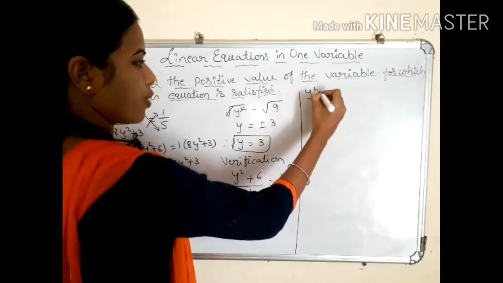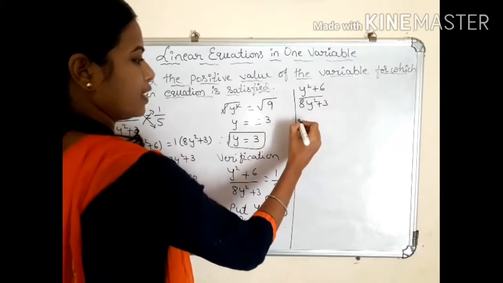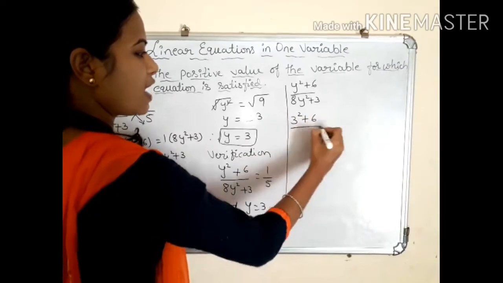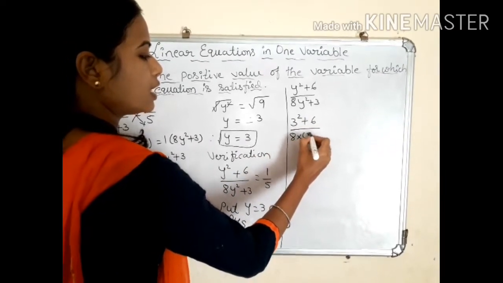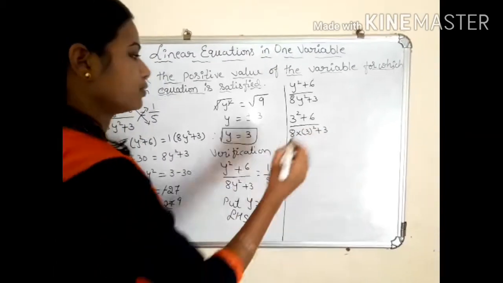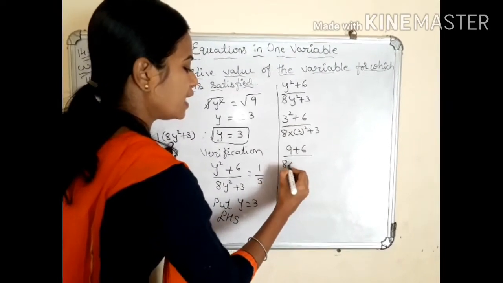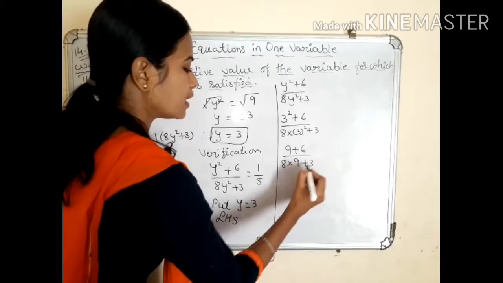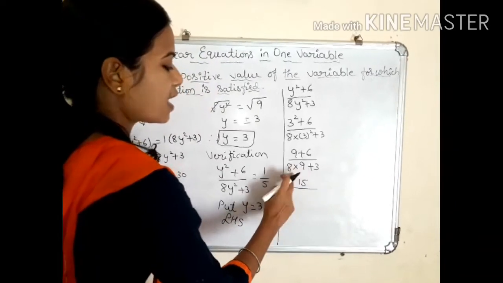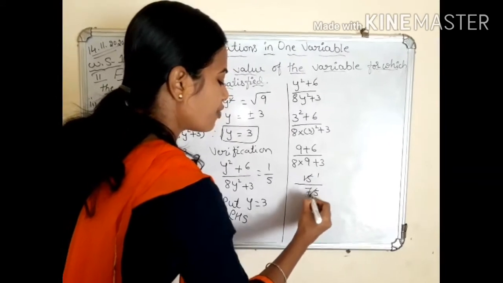LHS part is (y² + 6)/(8y² + 3). Here instead of y what you have to write, 3. (3² + 6)/(8 into 3² + 3). 3 threes are 9 plus 6 divided by 8 into 3 threes are 9 plus 3. 9 plus 6 is 15 divided by 8 nines are 72, 72 plus 3 is 75. 15 ones are 15, 5 fifteens are 75.